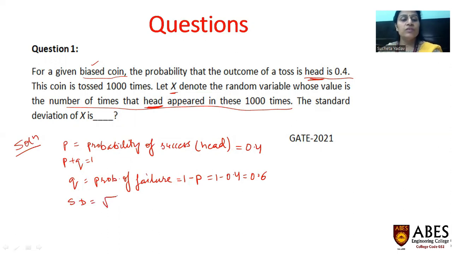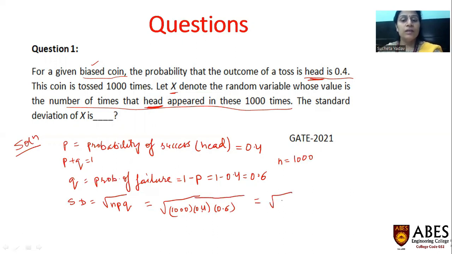You know the formula for standard deviation for binomial distribution is under root NPQ. Now, N here is 1000. So, we can substitute all these three values. So, we'll get 1000 into 0.4 into 0.6. You can calculate it here: 1000 into 0.24. This will give me under root of 240, which gives the standard deviation for this kind of variable.